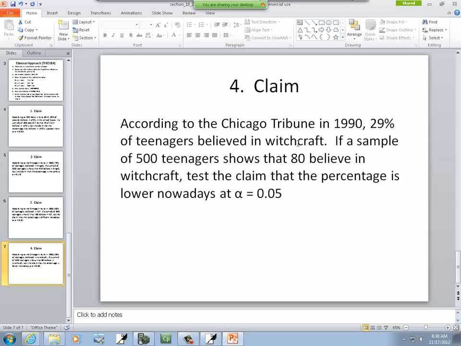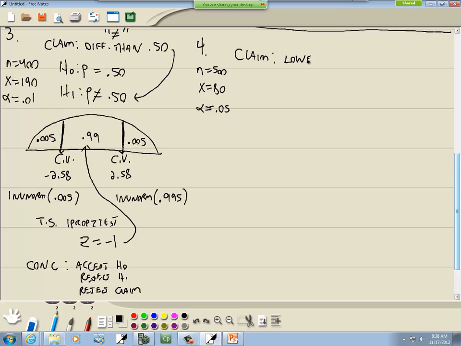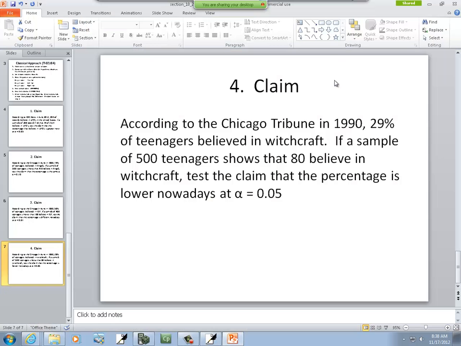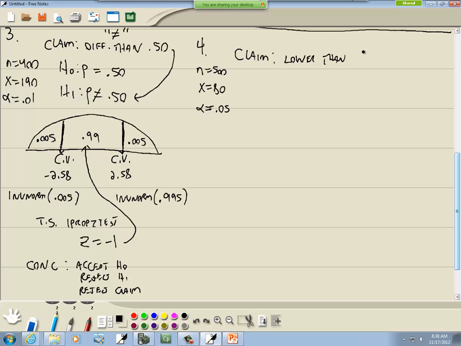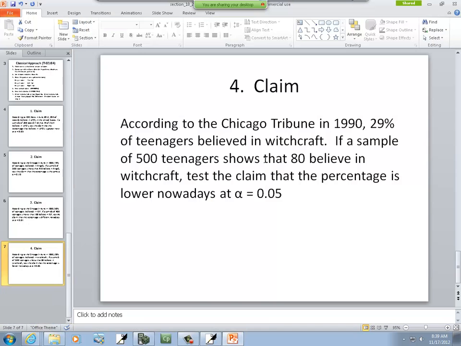Okay, test the claim the percentage is lower. So lower than something. Well, 29%. So lower than 29%. Lower than. What symbol is that? That's our less than. And less than goes on H1. So obviously this is going to match H1 for step 3. Now if this is less than, this has to be greater than or equal to. It's going to be a left tail.